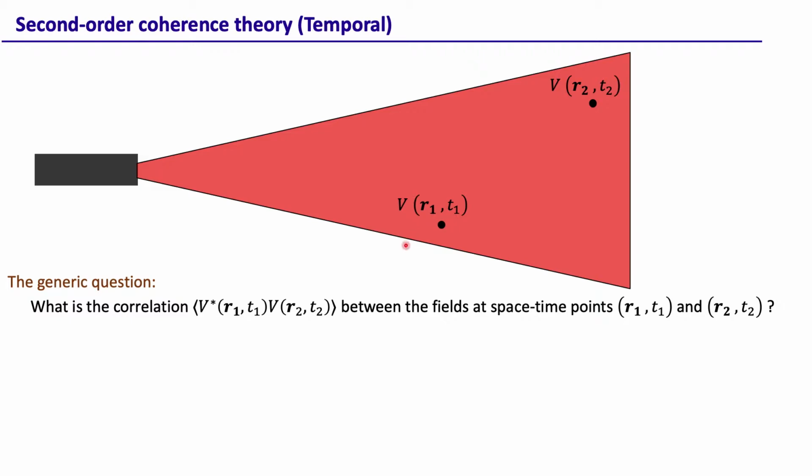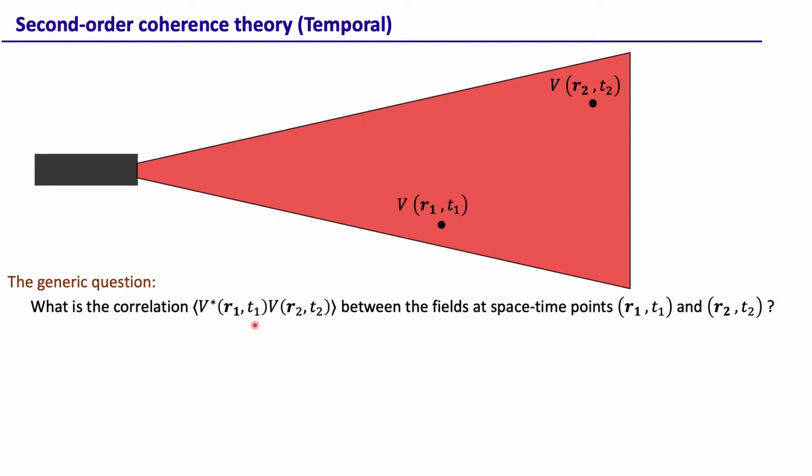I've written this question so that it involves both r and t, but one can ask this question only in the context of, let's say, space. In that case, it would be V star (r1) V (r2): what is the correlation between the field points at r1 and r2 at the same time. So in that case it just involves the space coordinate.